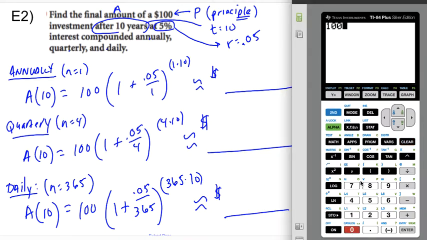So 100, 1 plus 0.05. I'm going to go ahead and write divided by 1, even though I don't really have to, and we'll talk about why in a sec. Caret, and then I'm going to put in parentheses a 1 times a 10. Again, even though I don't really have to, I could just put the 10. I'm going to do that. So there's my first value.